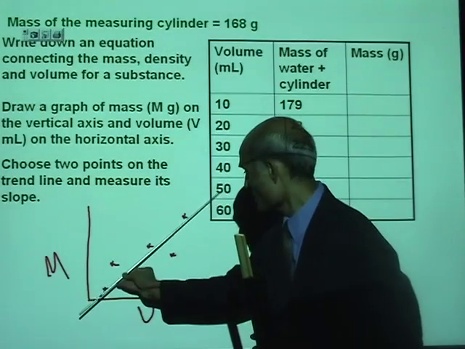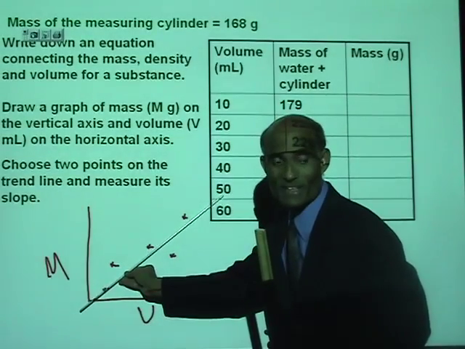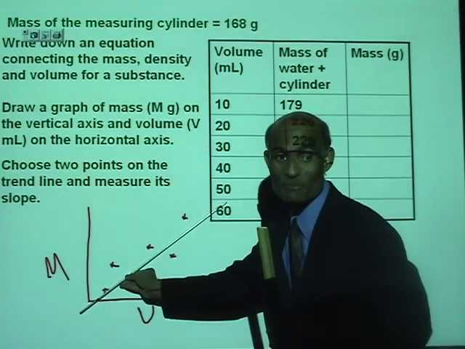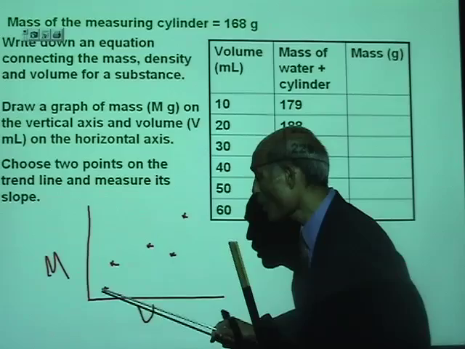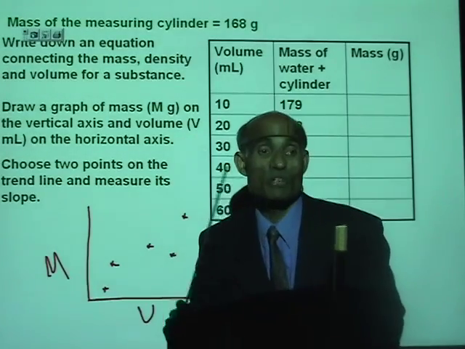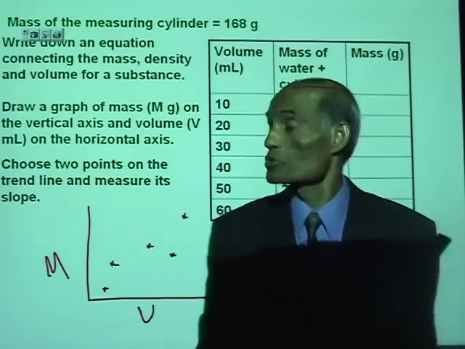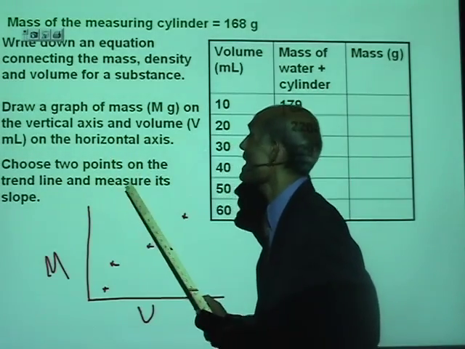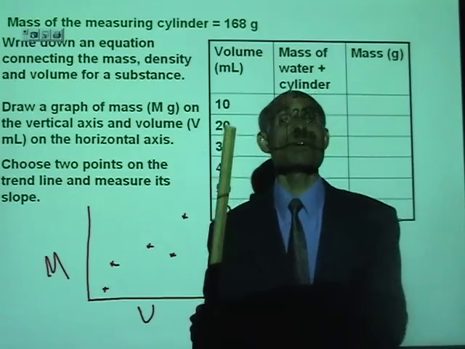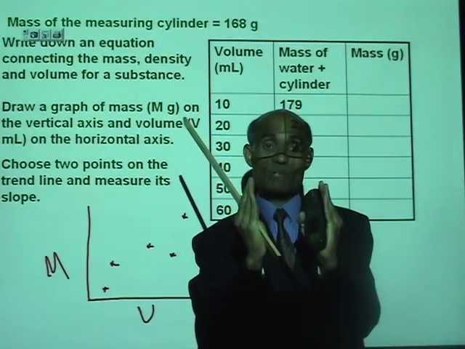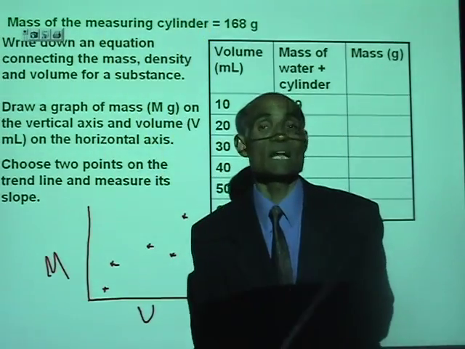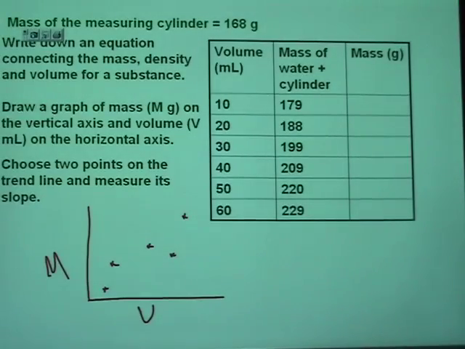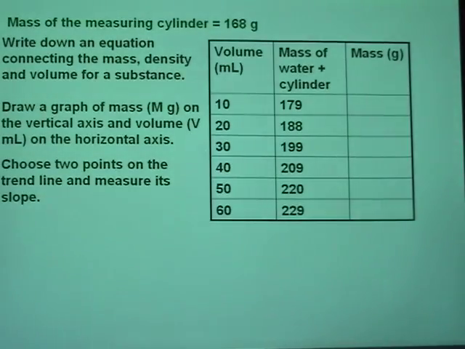Now look at this. Now this is the trend line. In other words, it shows the trend of your experiment. Now most points are lying close to that line. That will be the trend line. Alright? So draw the trend line. Do not join the points. And then choose 2 points on the trend line and measure the slope by measuring the change in volume delta V and the change in mass delta M, and obtain delta M divided by delta V and calculate the slope.